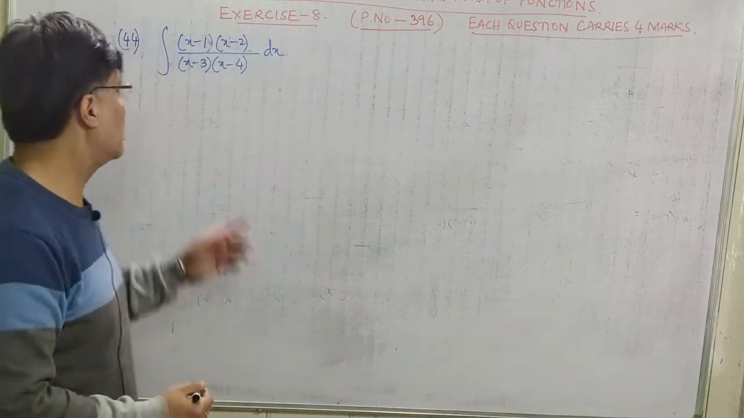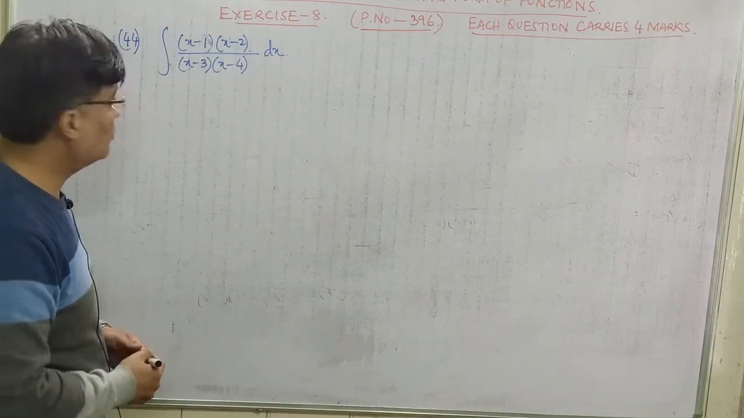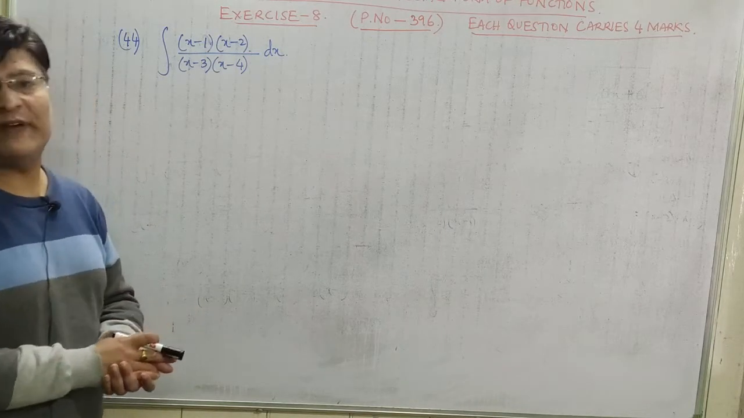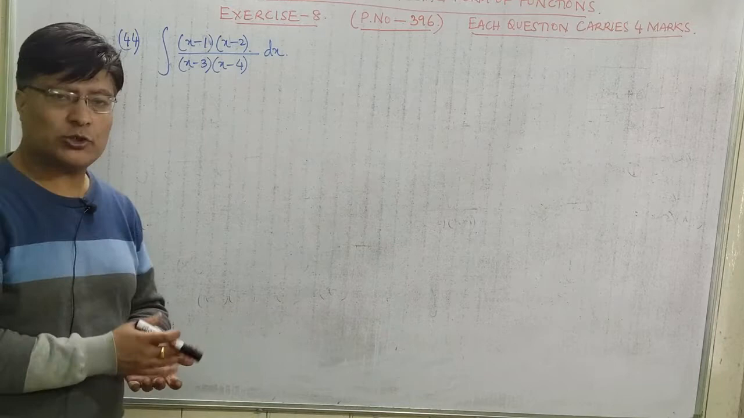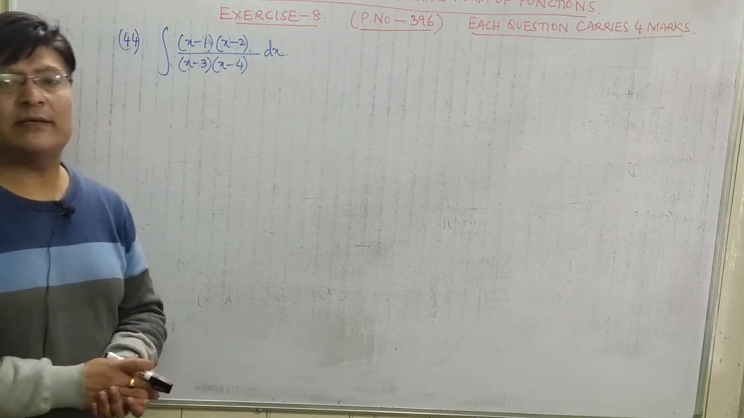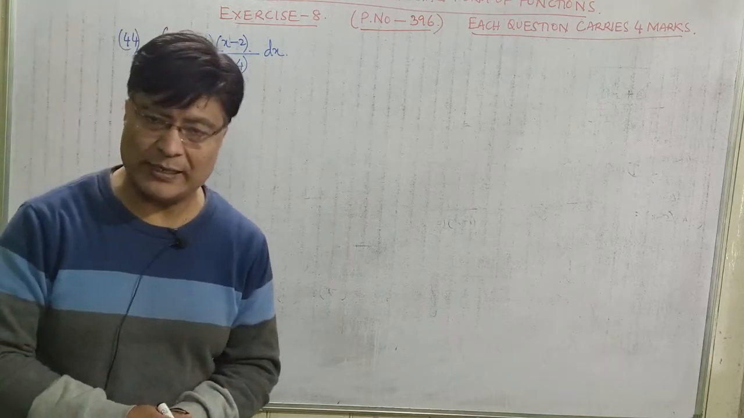So now we'll do the next problem, that is question number 44. So you have to integrate this integral. In the numerator there are two factors, x minus 1 into x minus 2, divided by, in the denominator also there are two factors, x minus 3 into x minus 4, dx, right?